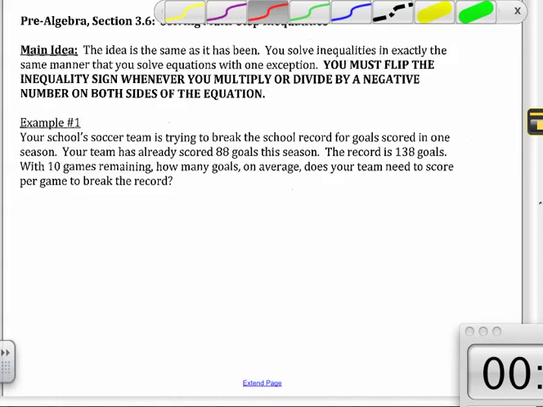Now, let's see. How can we set this up, guys? Anybody have an idea? Kai, what do you think? It would be 88 plus 10 times the average, we'll just say g for game, the average goals per game for the next 10 games, has to be greater than 138 goals, because we want to break the record. We don't want to tie it, right?